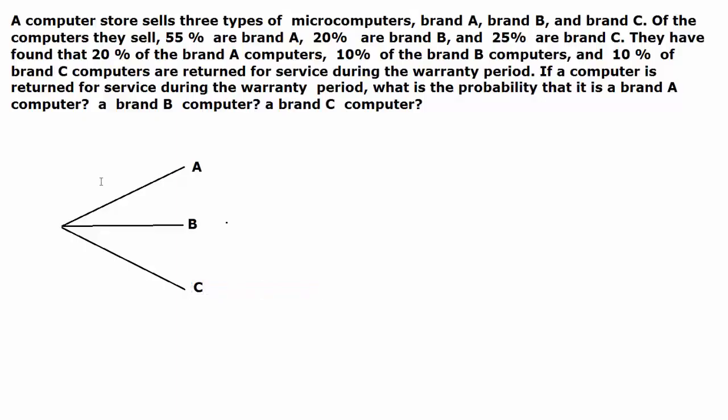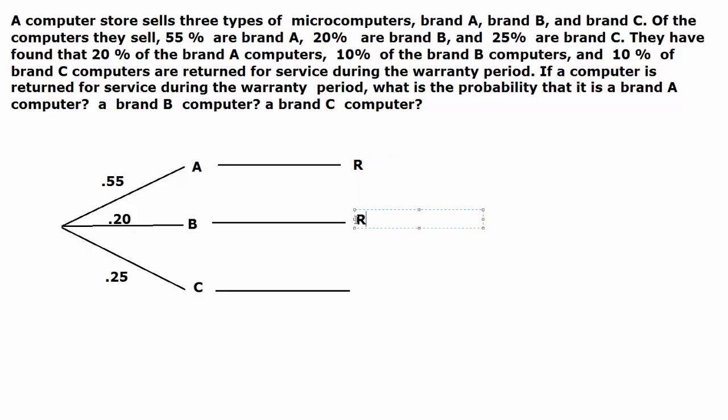And then we know that the proportion of brand A devices is 0.55. Those of brand B is 0.20, and brand C is 0.25. And then let's look at this situation when a microcomputer is returned, as stated in this question, under the warranty period. So let's put R for returned.